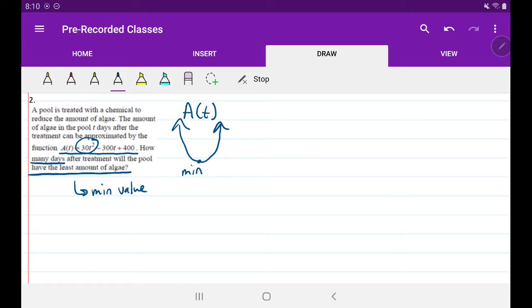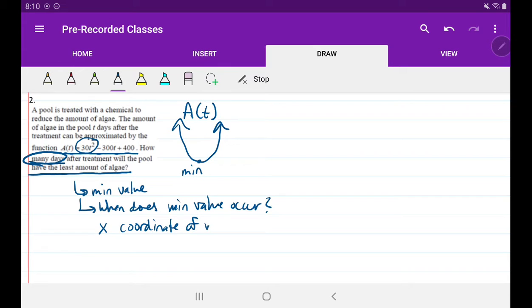But the tricky thing is they're asking us how many days we have the least amount of algae. So how many days after the treatment? So when does that min value occur? Okay, so they want to know, when does the min value occur? And so what they're really asking for in this problem is the x-coordinate of the vertex. So this problem actually has fewer steps than the one that we just did. Okay, so all we have to find here is the x-coordinate of the vertex.